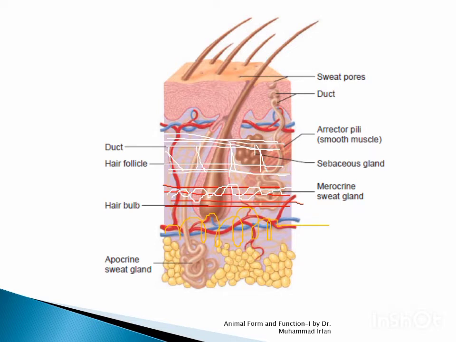We know the epidermis does not contain nerve endings, hair follicles, smooth muscles, glands, and lymphatic vessels. They are present in the dermis. So the dermis contains nerve endings, hair follicles, smooth muscles, glands, and lymphatic vessels.